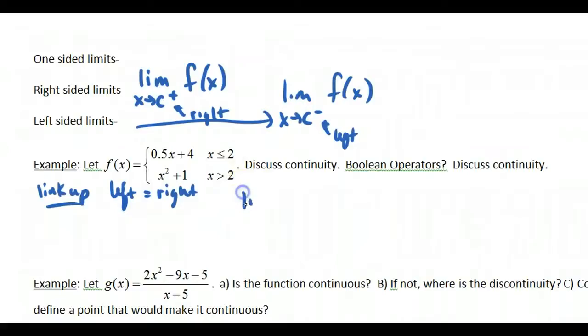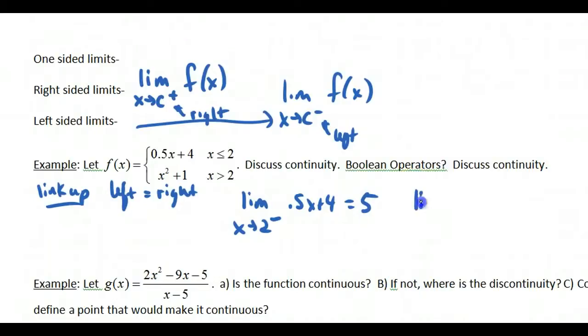Well, let's check this. If I take the limit as x approaches 2 from the left, that would be under this case where x is less than or equal to 2, and I have 0.5x plus 4. Well, I can do a direct substitution even though we have a point of interest there. I can still plug this in to find out where this function goes. And so this would be a value of 5.